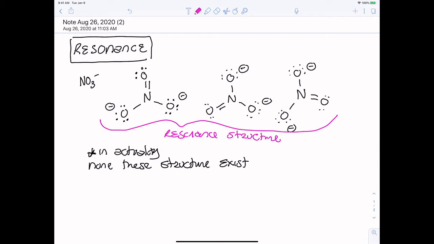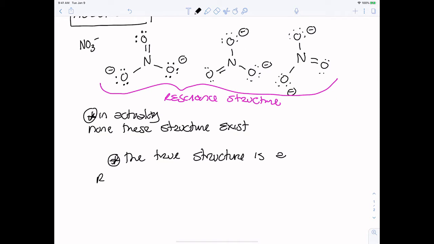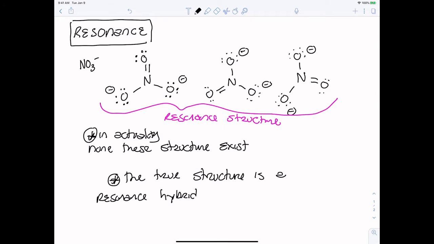But resonance structures don't actually exist. What exists is a resonance hybrid. So the true structure is a resonance hybrid. And remember, the word hybrid just means it's a combination. So if I was to take all 3 of those resonance structures that I drew and combine them, I would actually have my hybrid.